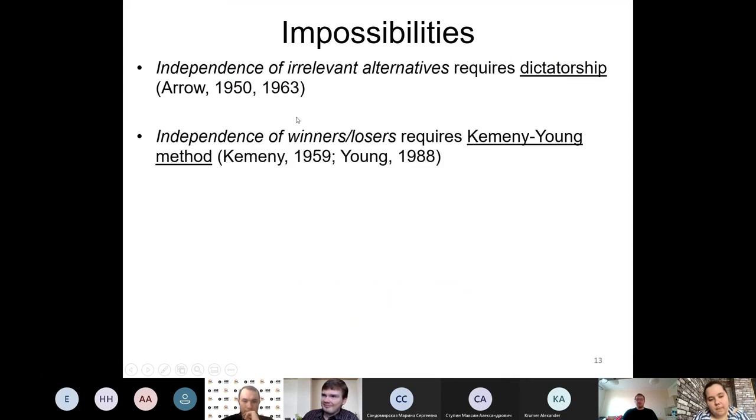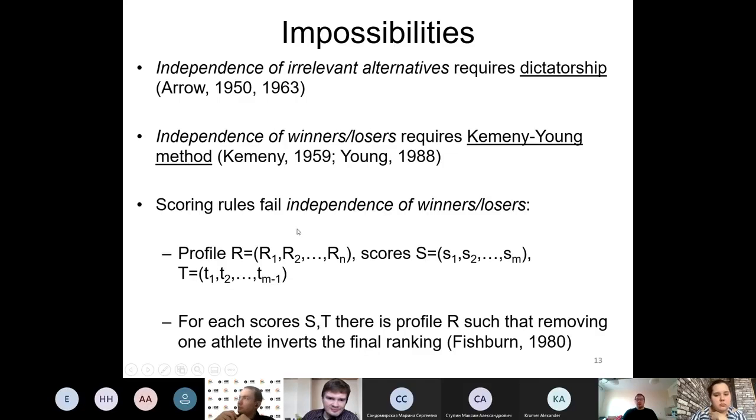And here we face with this paradox. So if we want independence of just winners or losers, then we should use the Kemeny-Young method, but it is very complicated for real applications. And we also know from Fishburn's theorem that any scoring rule is vulnerable to this kind of paradox. So what to do next?